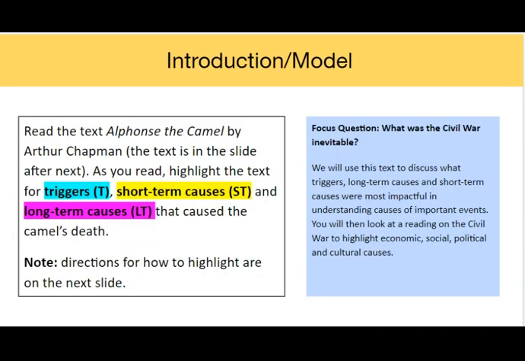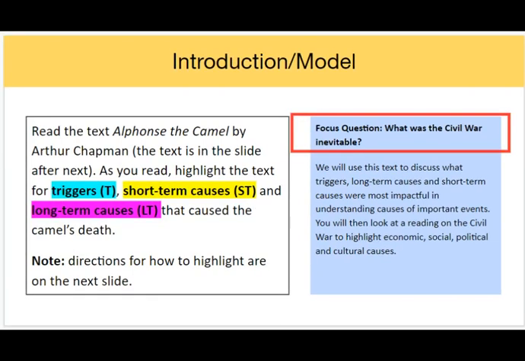And I got my colors from an introduction or model your teacher may share with you called Alphonse the Camel by Arthur Chapman. They made the triggers that I showed you before blue, short-term yellow, long-term pink. What we're going to eventually get to, was the Civil War inevitable, right? And you're going to have to look at the trigger, which is, I'll tell you now, the attack on Fort Sumter, but you're not there yet. Long-term causes, short-term causes that were most impactful. And you could break these causes into economic, social, political, cultural, but we're not there yet.